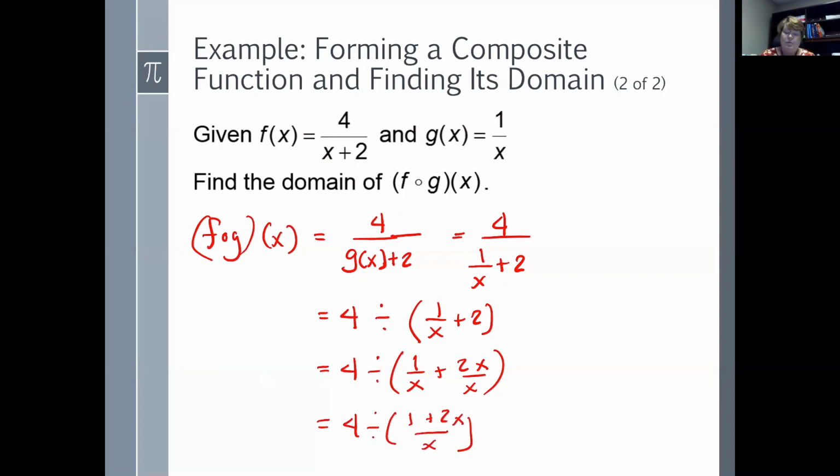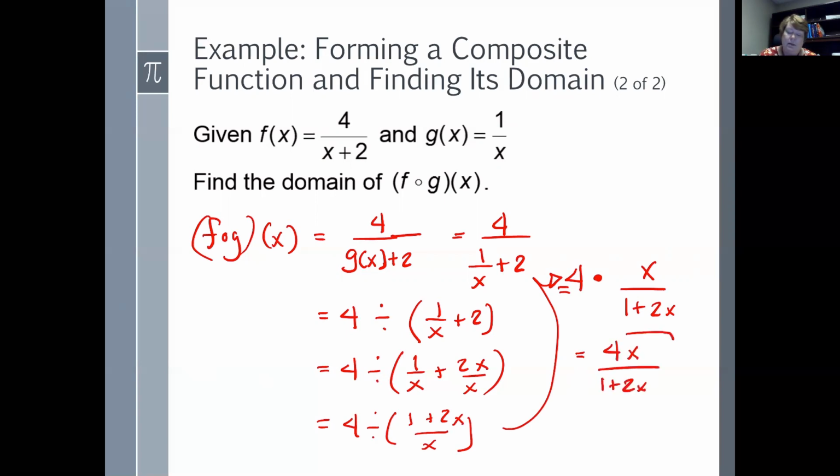Okay, and to divide, we multiply by the reciprocal. So I have 4 times the reciprocal of 1 plus 2x over x. So I have 4 times x over 1 plus 2x. So I have 4x over 1 plus 2x. So there is the composite function. And that's the way I would simplify it if it were me. So that's the way I did it.